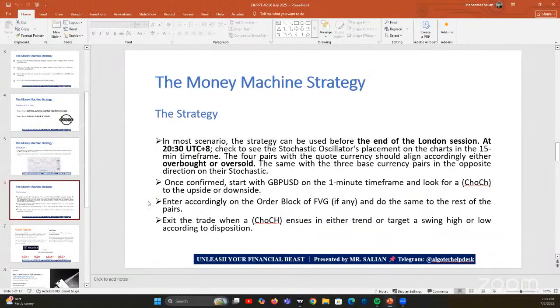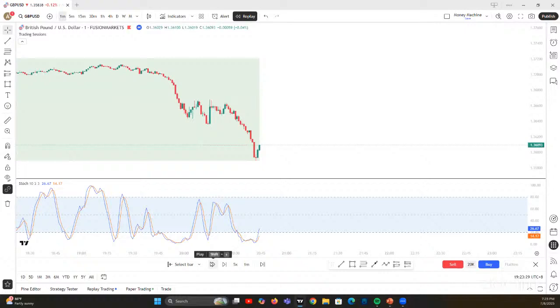and look for the change of character to the upside, because to confirm the trend, you need the change of character, right? Not the break of structure. To reverse the trend, you need a change of character. Playing now. By the way, where is the higher low? It's here. This is your higher low. This should break it. Playing now.